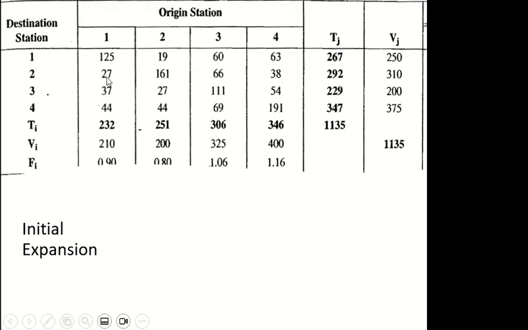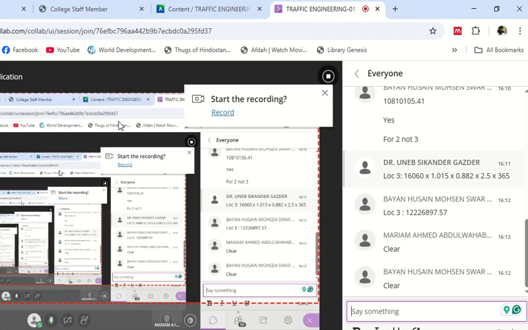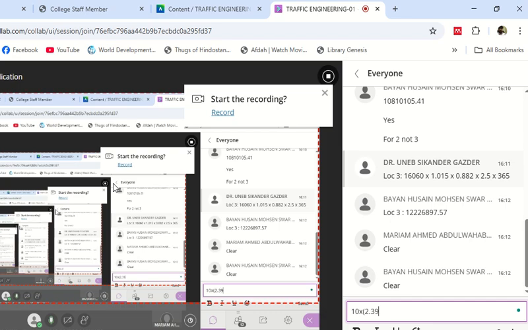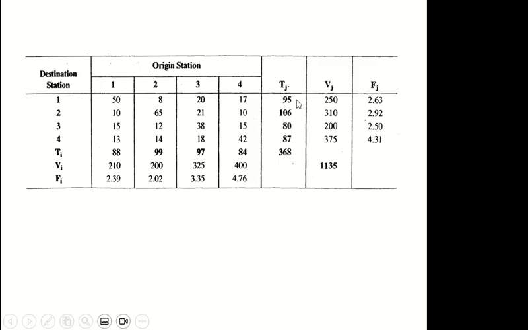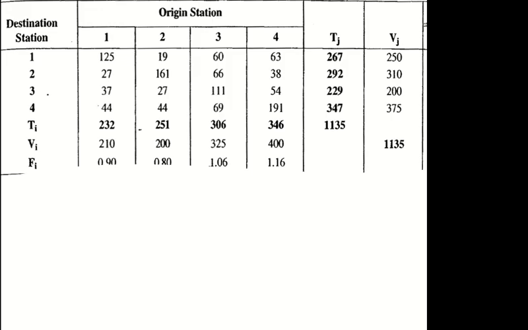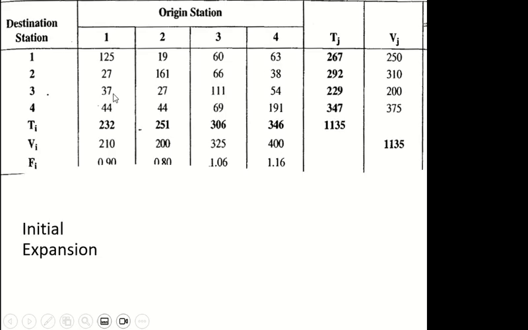So this one was actually 10, so 10 will be multiplied by the average of the factors, now 10 is in this column 2.39 and this row 2.92. Okay, so when I do this I get 27. Okay, so this is how these numbers are changed. So these were the initial numbers and this is after multiplying with the average of the factors.